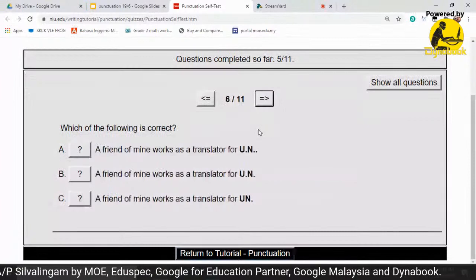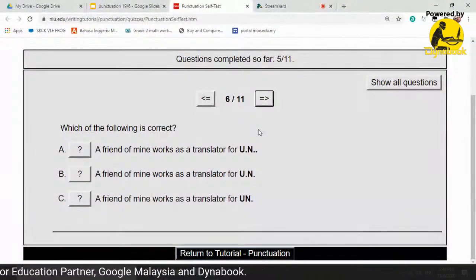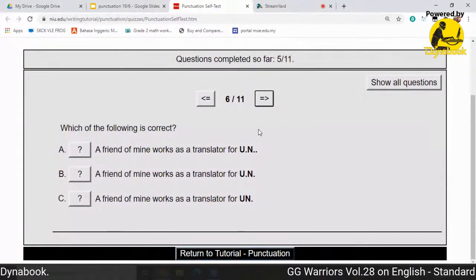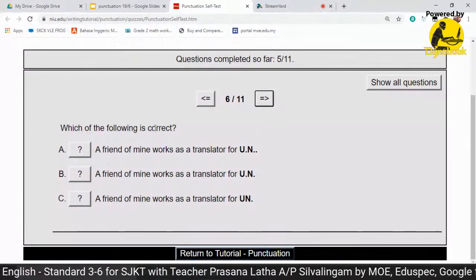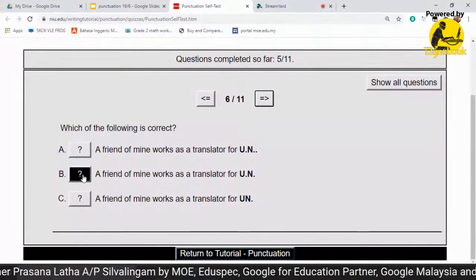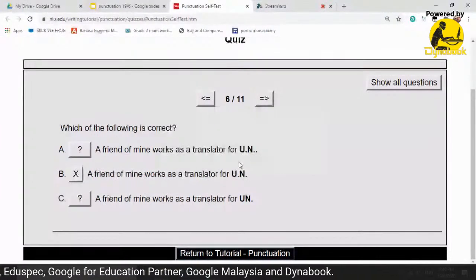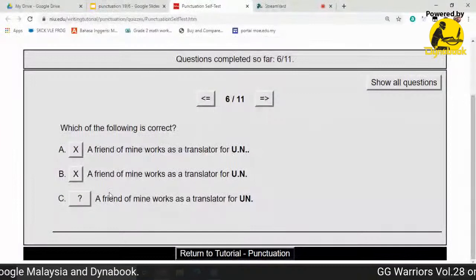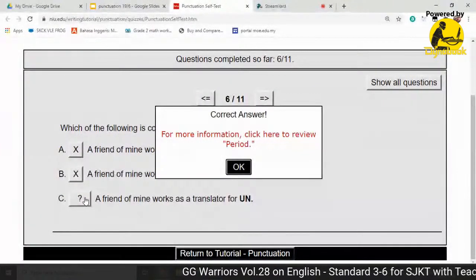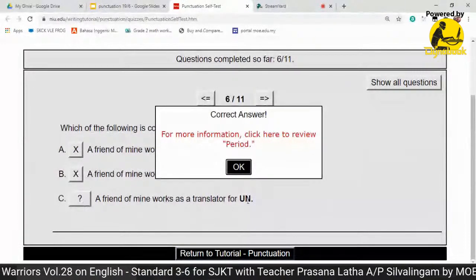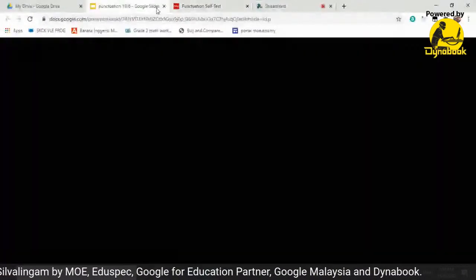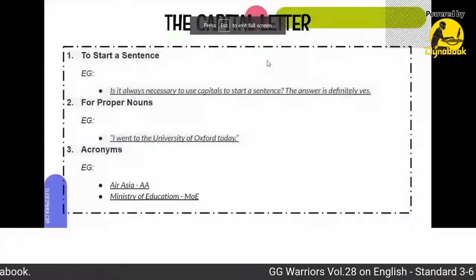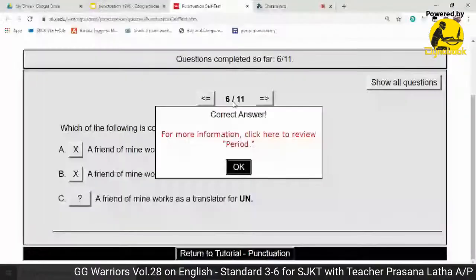Okay, which of the following is correct? A friend of mine works as a translator for UN. Which is the correct answer? Okay, some of you have given me the answer B. Let's see. Incorrect answer. So the answer would be C. Because UN is an acronym, so you don't need full stops in between.